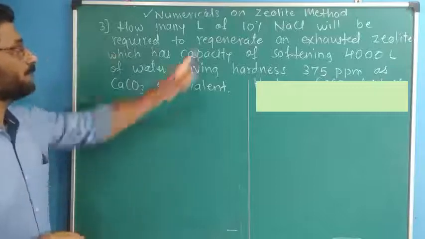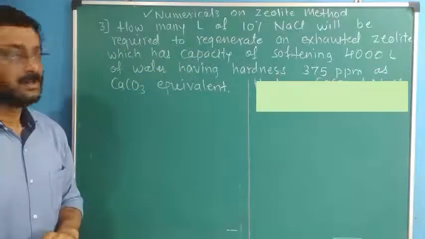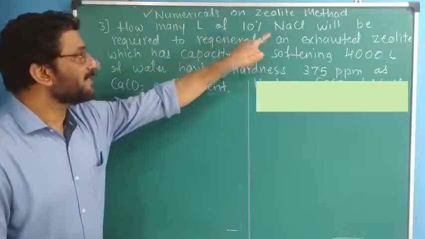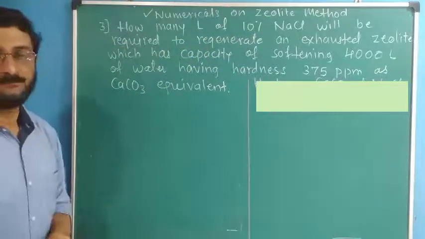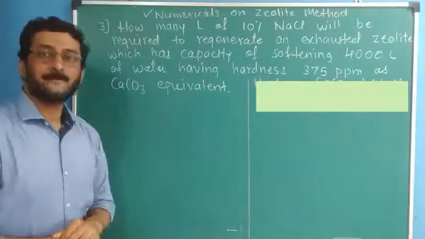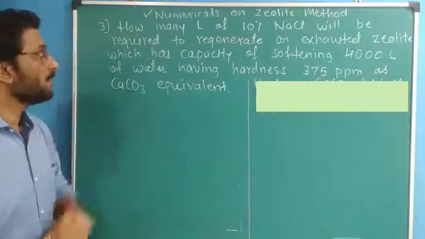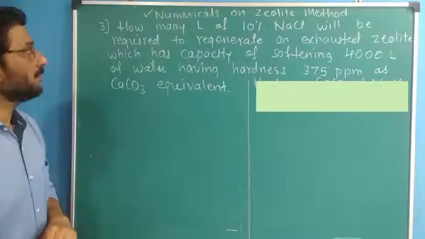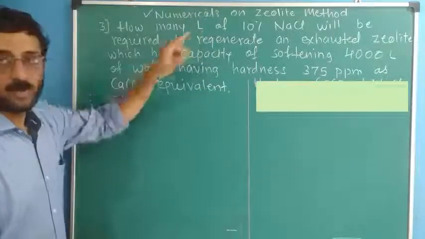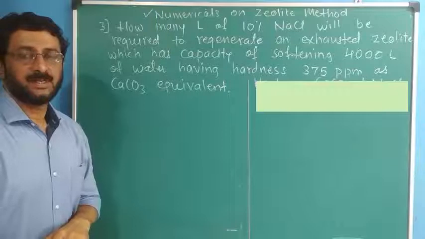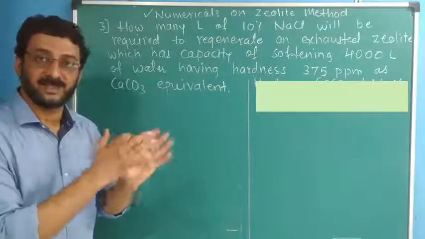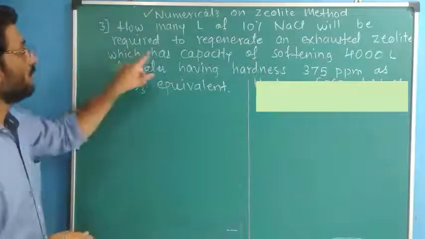Third example of the zeolite method. How many liters of 10% NaCl will be required? In the earlier two cases, either they asked for hardness or for volume of water. Now they have asked for how much NaCl is required. What is the volume of NaCl required? It is not just NaCl, it is specific NaCl, 10% strength NaCl. Okay, fine.